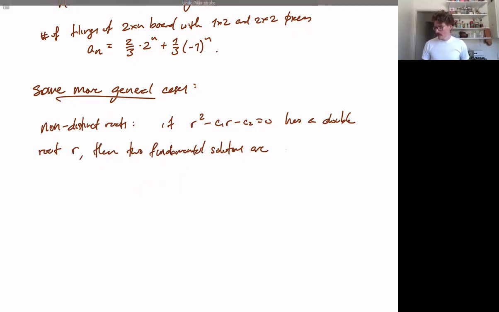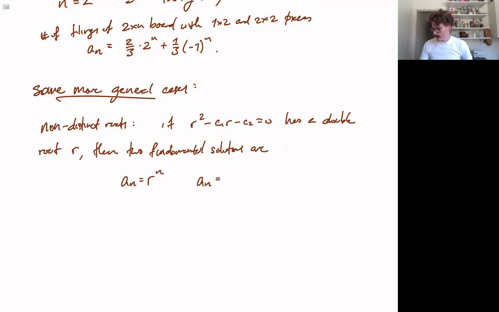So if we have a double root, we still have the same kind of setup where there are two fundamental solutions that generate all of the possible solutions as linear combinations. And they are a_n equals r to the n, as before, but now we also have a_n equals n times r to the n. And this is another thing that will look very familiar to anyone who knows differential equations. Basically, when you have multiple roots, you have to start sticking in powers of n in front of your r to the n.